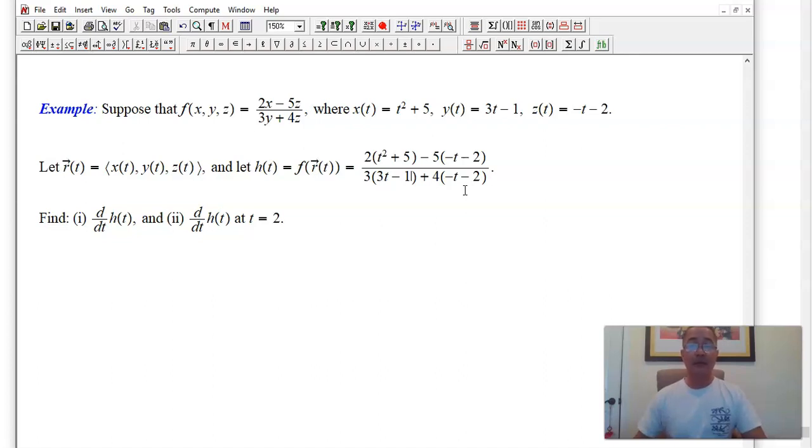You have the quotient rule: low d high minus high d low, square the bottom, away we go. Have you heard of that? It will be a little bit complicated because of the square, but it's not so bad. Okay, let's see how to do this using the chain rule, the multivariable chain rule.